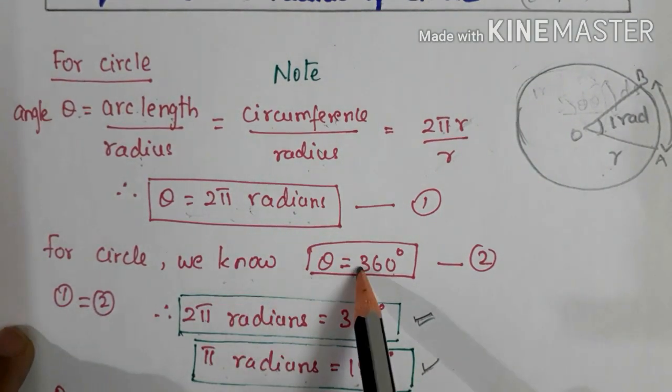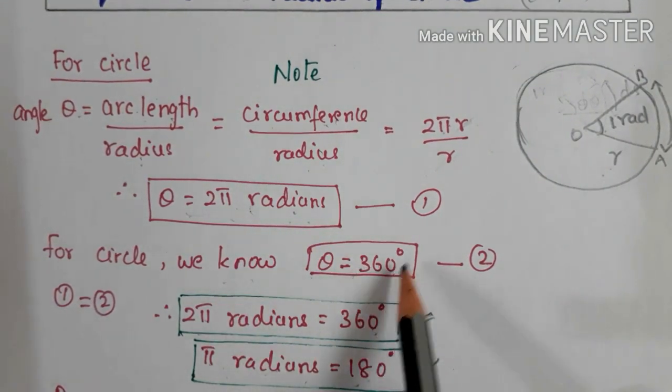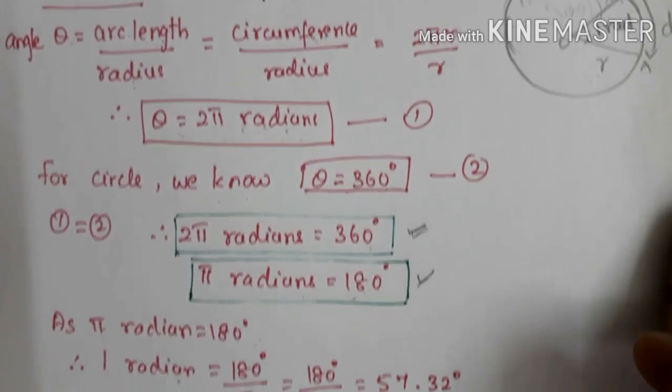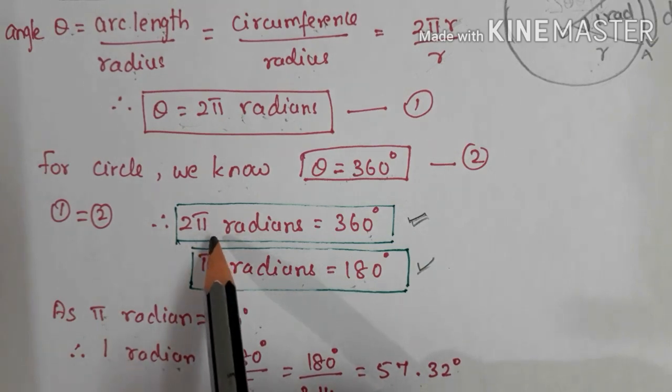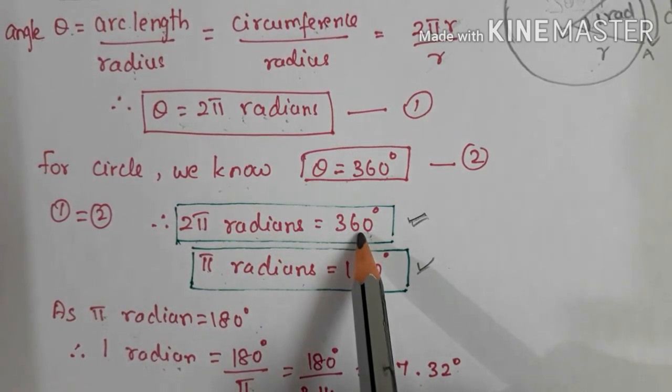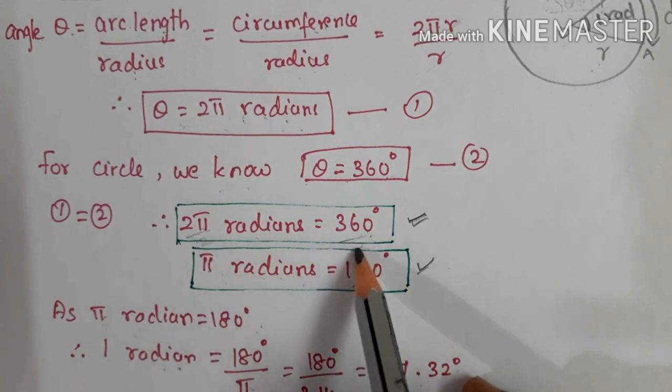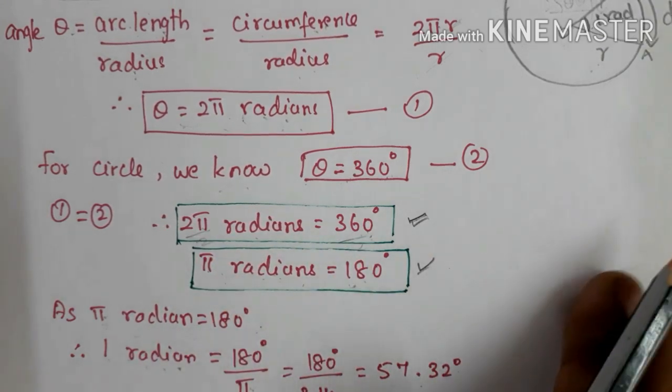Already you know that for a circle, theta is equal to 360 degrees. Now you can equate these two. 2 pi radian is equal to 360 degrees. Now if 2 pi radian is 360 degrees, then pi radian will be 180 degrees. Divide either side by 2, and you will get pi radian is equal to 180 degrees.